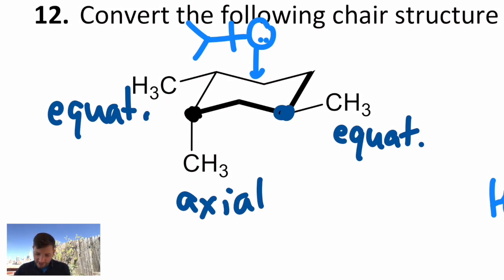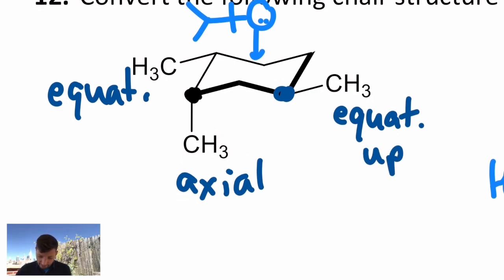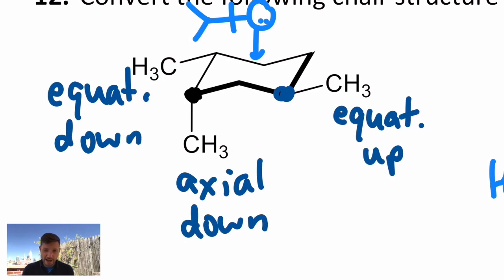This first methyl is equatorial and ever so slightly up. The second methyl is axial and clearly straight down. The third methyl is equatorial and ever so slightly down. It's more down than up. So I'm going to give each one this designation of equatorial or axial and up and down.